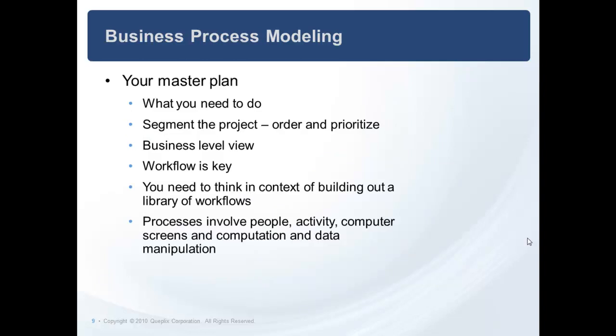So what is your master plan? How are you going to do this? Well, you're going to have to start by modeling your business process. You need to look at the project and segment it into crisp and clear chunks of functionality that have order and that have priority. This is a business level view. This is not a programmatic view. This is what you have to achieve. It may involve people, it may involve computer screens and data, but it's about the high level business process.